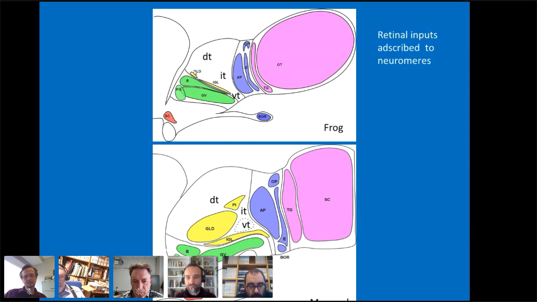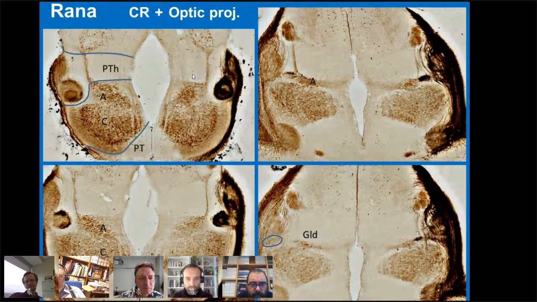So if frogs really have this, then we must ask, where do the axons from these few neurons in the thalamic anterior complex go? Nobody has really demonstrated that, probably because there are few of them and it must be technically difficult to observe. Here, this is part of my evidence. These are horizontal sections from an optic projection from Rana with dextranamine injections in the retina.